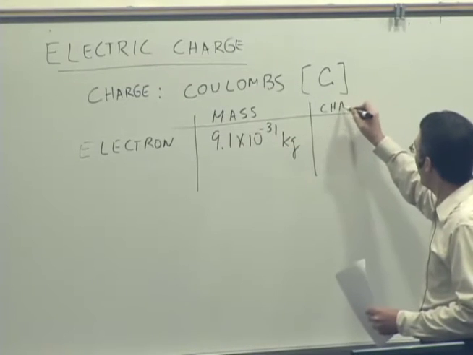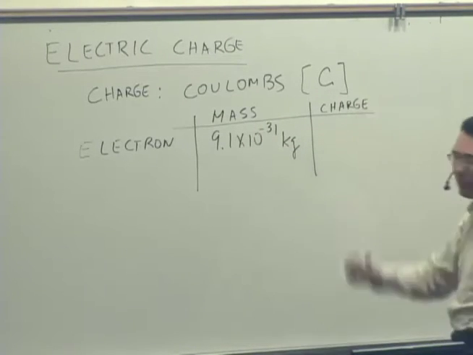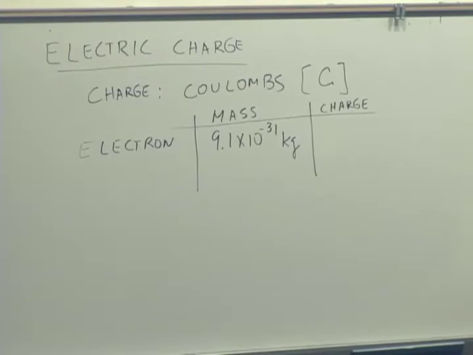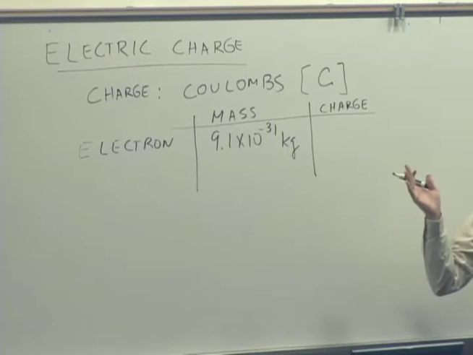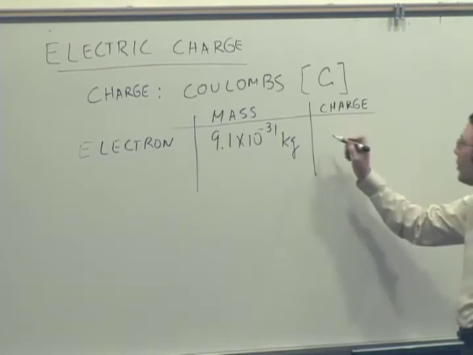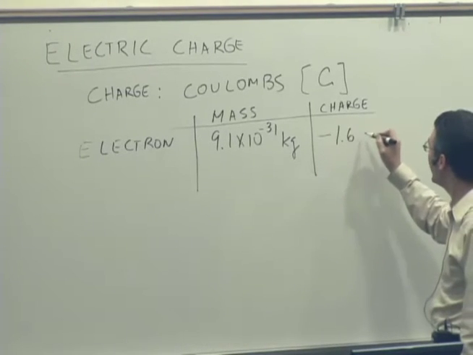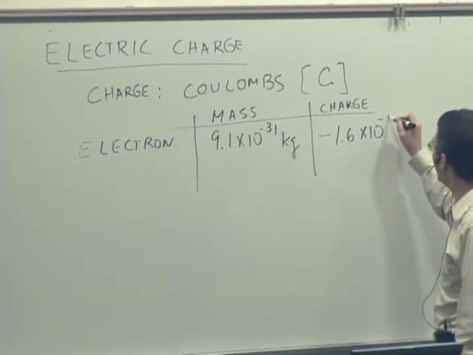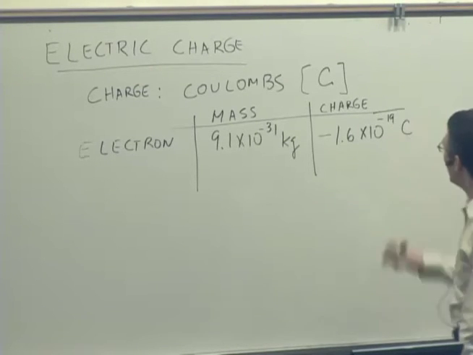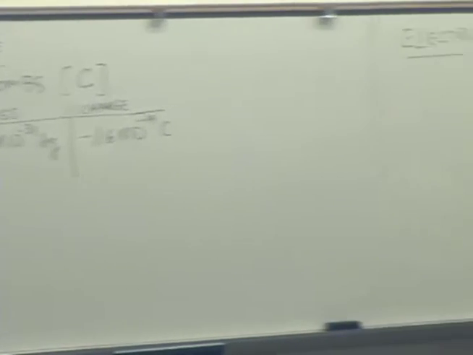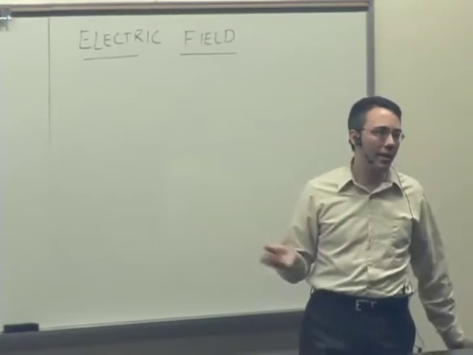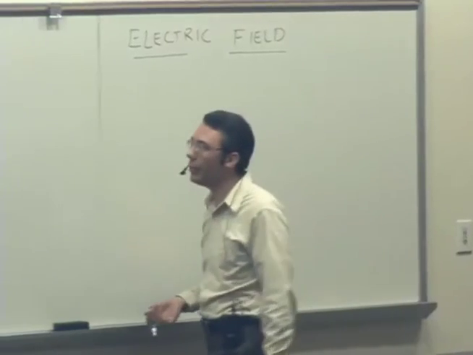But its charge, anybody know what the charge of an electron is in coulombs? Is it positive or negative? It's negative. Okay, so it's negative 1.6 times 10 to the minus 19 coulombs. So right away we see a difference from mass. Mass is always positive. Charge can be positive or negative or zero, right?